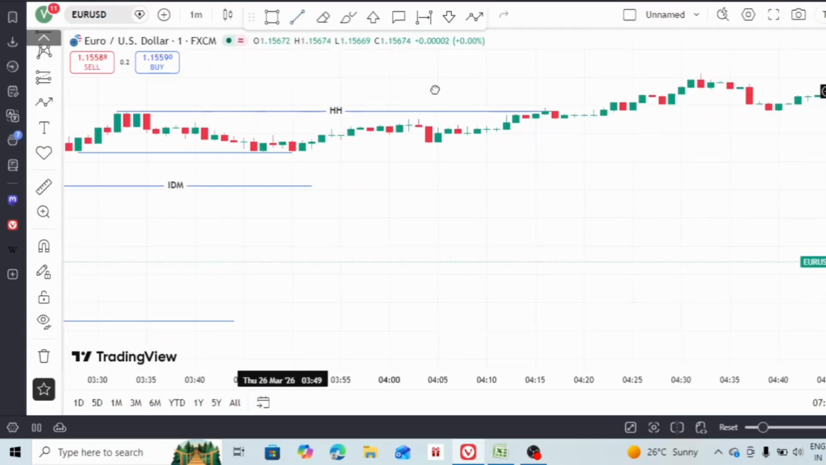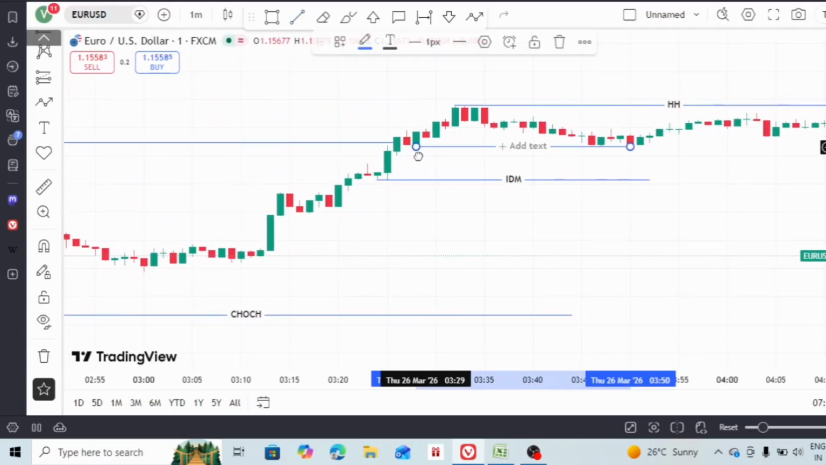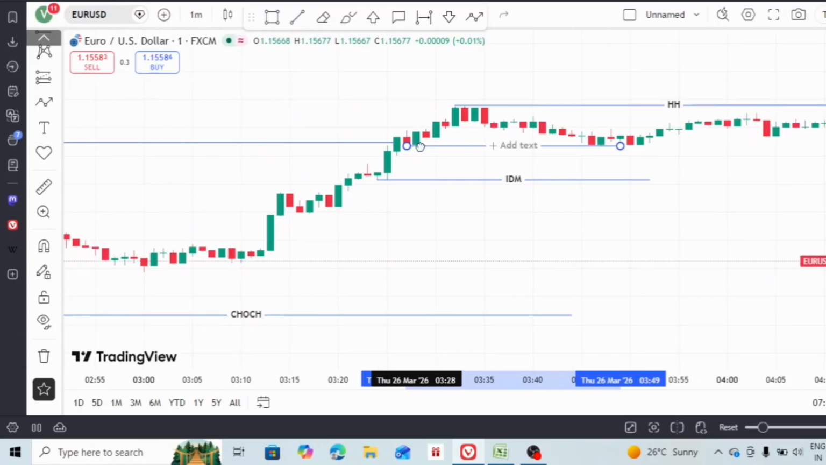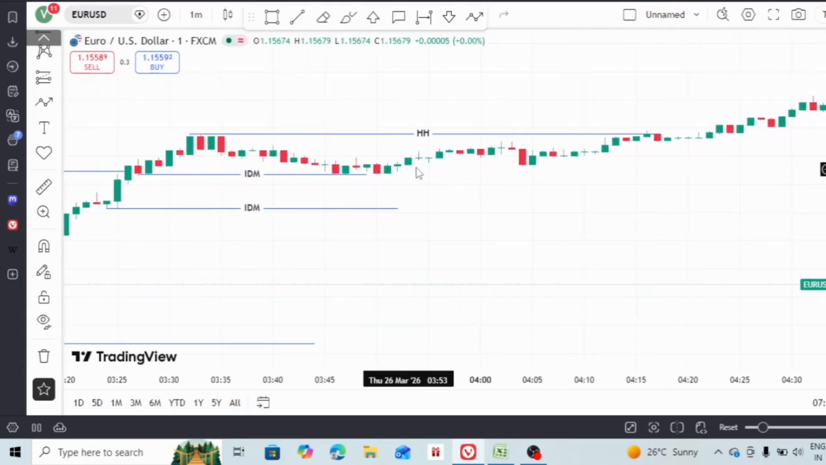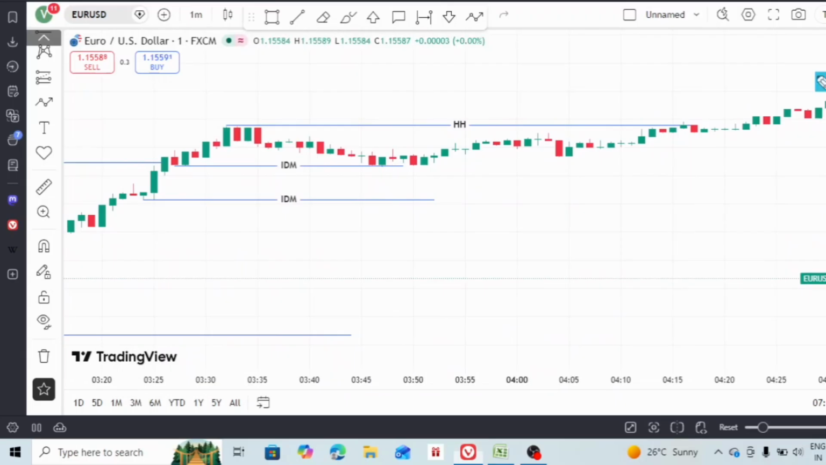See, it has swept the low liquidity of the major candle, the wick, if you can see or not, but it has swept. So this will be the inducement. But then, do you consider this as mitigation of the inducement here? Because this is an equal low, just an equal low.